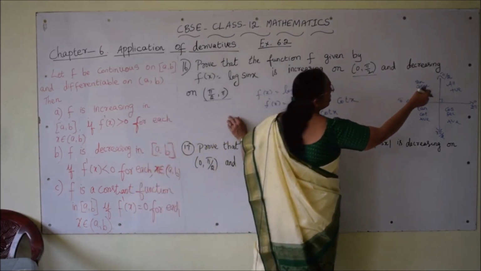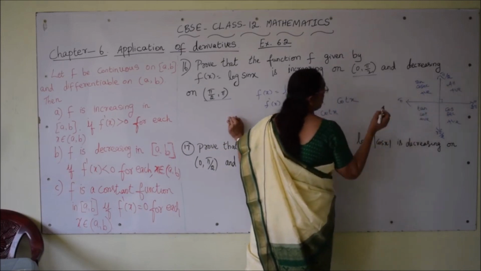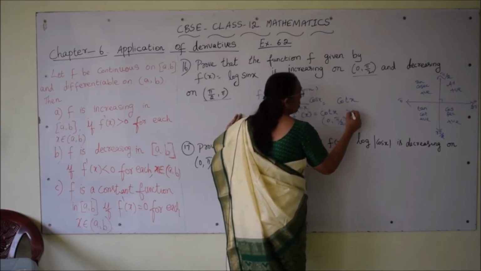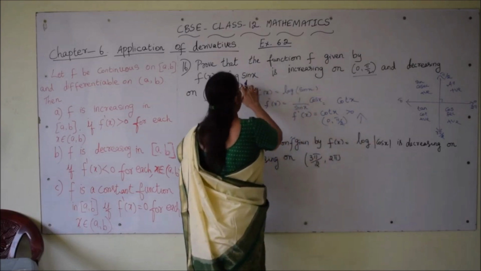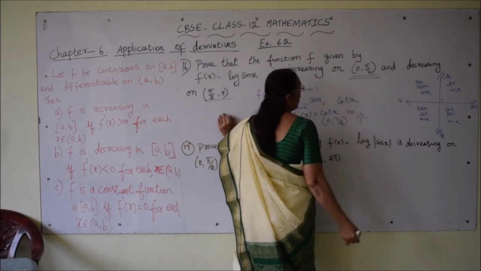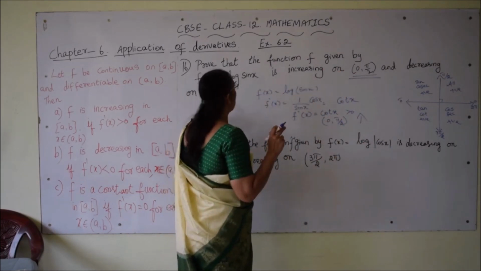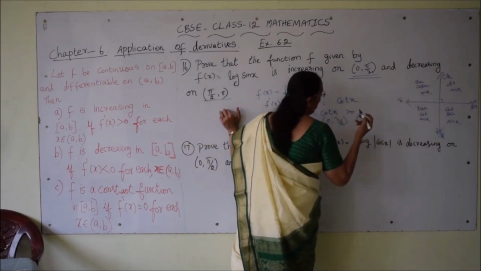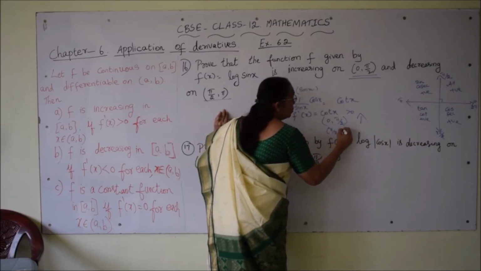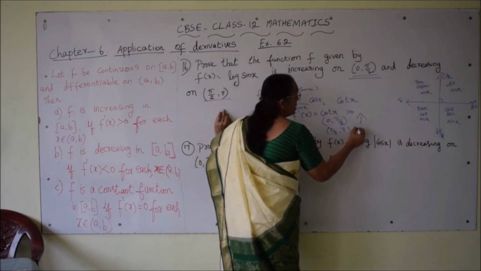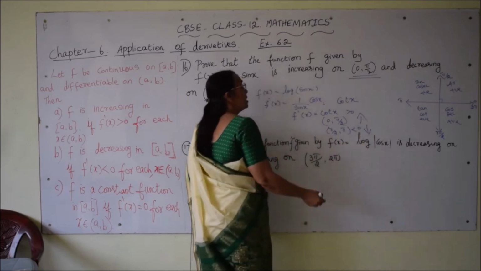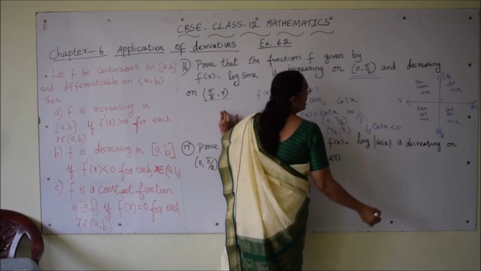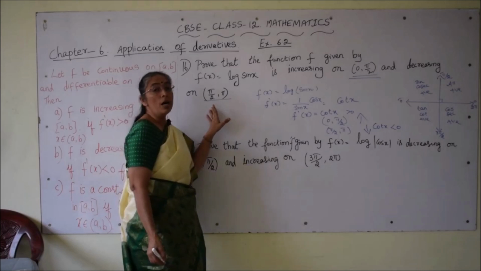So, we can see here cot is positive in the first interval, that is 0 comma pi by 2, it is greater than 0. So, the function is increasing on 0 comma pi by 2. In the second interval we should prove that it is decreasing on pi by 2 comma pi. Pi by 2 to pi is the second quadrant. So, in the second quadrant, pi by 2 comma pi, the cot function is less than 0. So, it is decreasing in the interval pi by 2 comma pi.